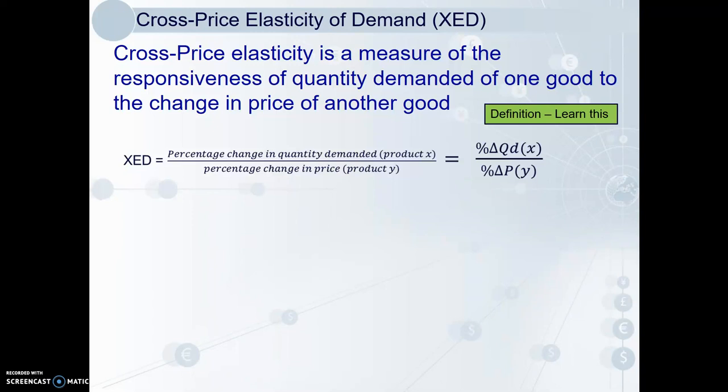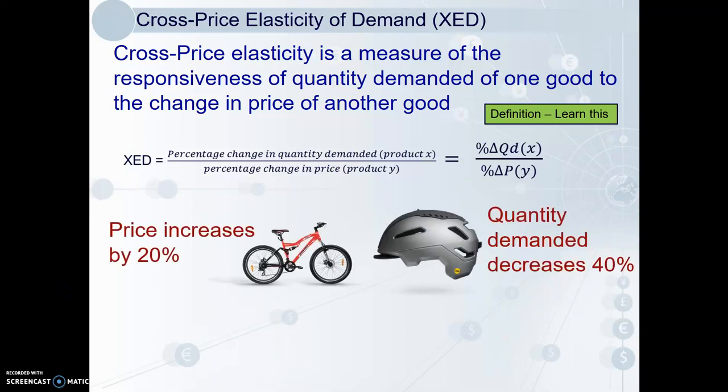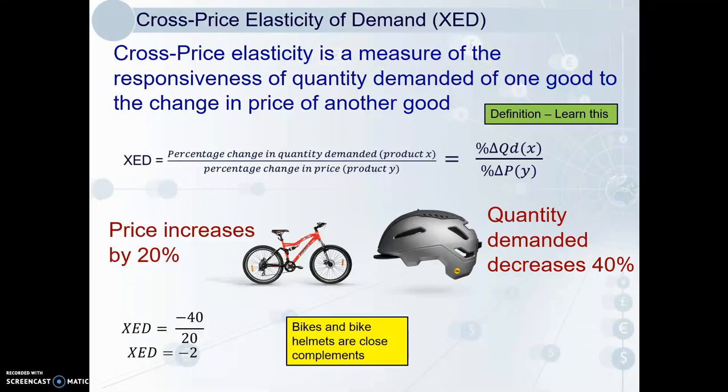We'll go through an example. The price of bikes has increased by 20%, causing the quantity demanded of bike helmets to decrease by 40%. Pause now and work out the cross-price elasticity of bikes and bike helmets. Okay, negative 40 divided by 20 is negative 2. Good. What does this tell us? Bikes and bike helmets are close complements.